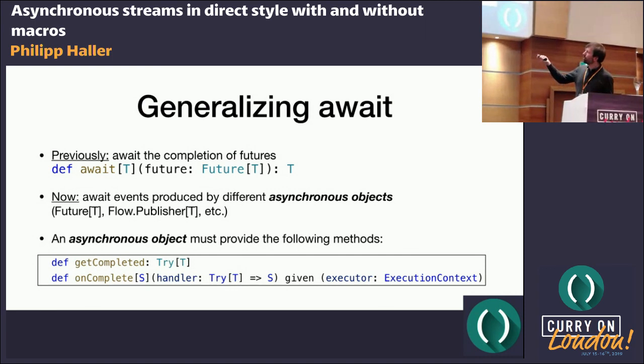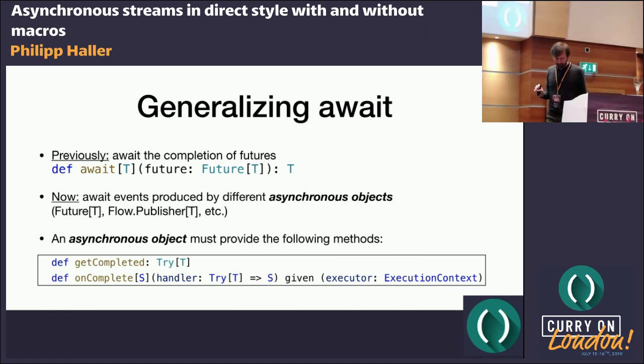All right, so we need a way to check that. And then the second method we need is essentially a way to register an event handler that should run once the async object is completed with a try of t, right? So either a failure or the successful next event of type t, right? And you can ignore this part for now, okay? I will talk more about this later, but for now just ignore that.